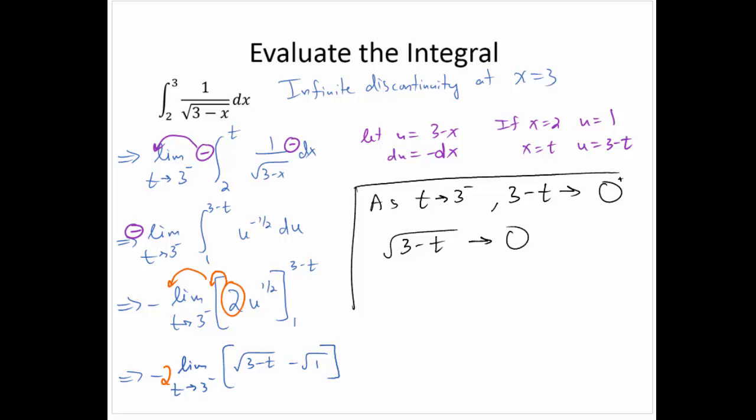So then we would have negative 2, and from the limit, the square root of 3 minus t as t approaches 3 from the left would be 0, and the square root of 1 is 1. And so we'd have negative 2 times negative 1, which is 2. And so that integral converges to 2.